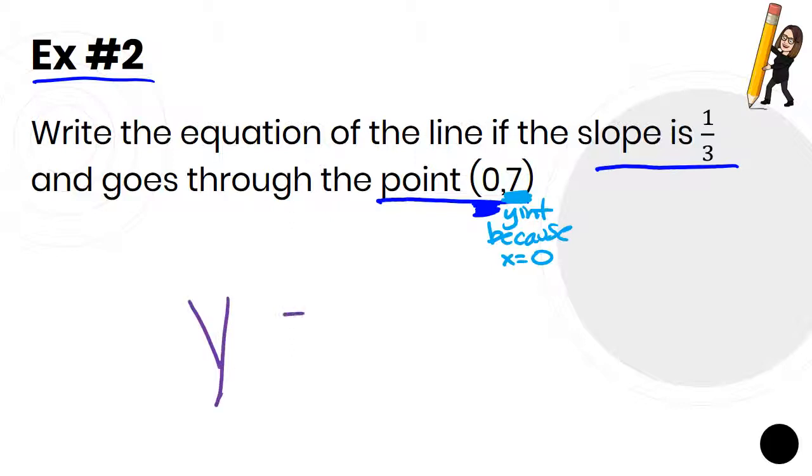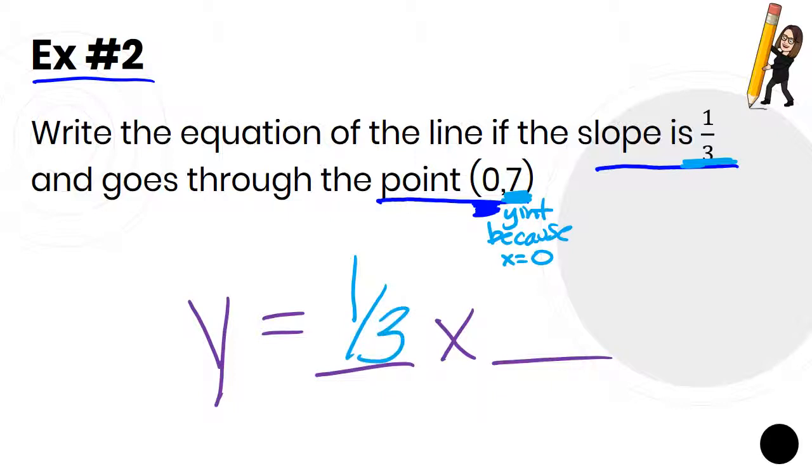So I'm going to start off with y equals space x space. The slope always goes in front of the x, so positive 1/3. My y-intercept is 7. Because it's a positive 7, you don't change the signs in slope intercept. You keep it, whatever it is. That's why I like slope intercept form. You just fill it in and you're done.